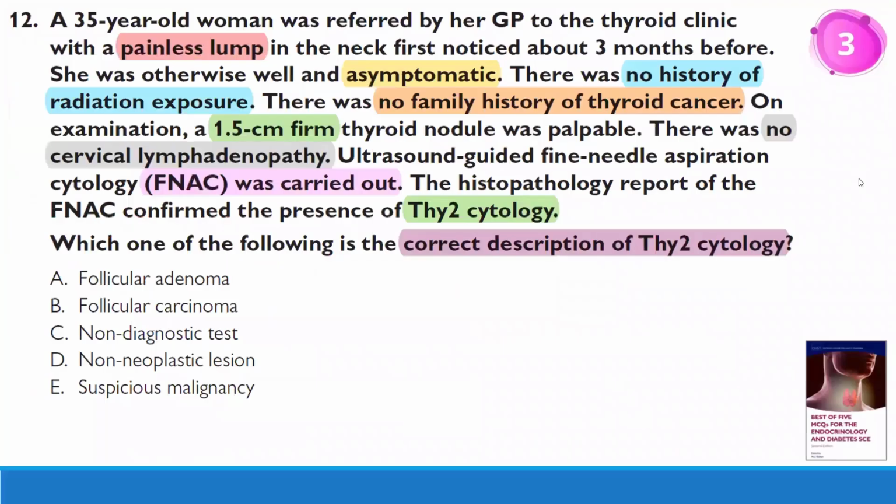Another very important question from a textbook. This is a 35-year-old woman who was referred by her GP to the thyroid clinic. Don't forget, this is a long question. Please go to the question: which one of the following is the correct description of the cytology? So in each case scenario, you can go to the end of the question, and some questions can be answered without reading the scenario.